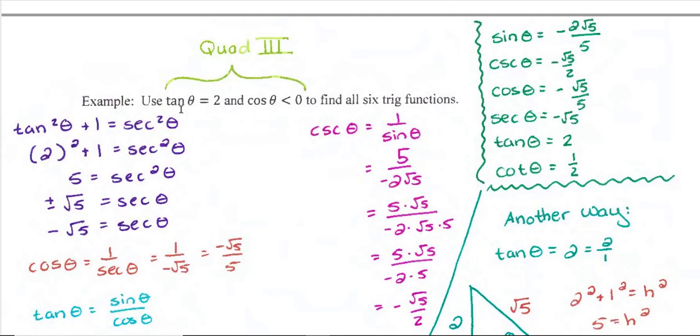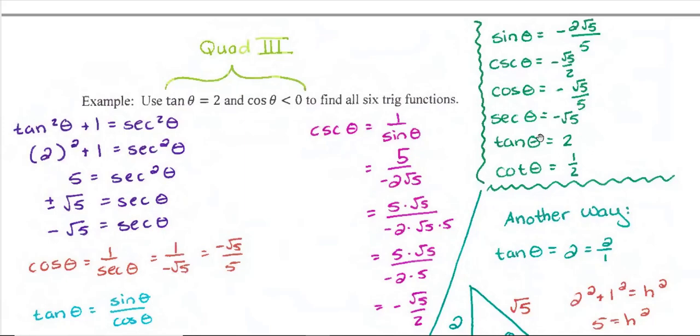Well, let's look at tangent. Tangent is equal to 2. 2 is positive, so that tells us that that angle, theta, must be in quadrant 1 or quadrant 3. But this is saying, hey, cosine is negative. Well, since all trig values are positive in quadrant 1, we must be in quadrant 3. So we know that tangent and therefore cotangent will be positive and the rest will be negative.